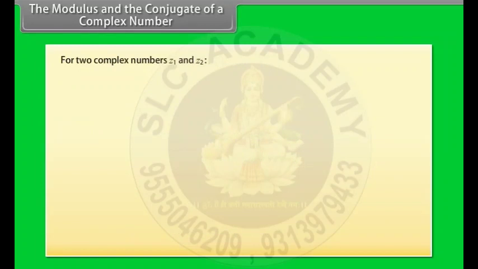For two complex numbers z1 and z2, modulus of product of z1 and z2 is equal to modulus of z1 into modulus of z2. Modulus of z1 by z2 is equal to modulus of z1 by modulus of z2, provided modulus of z2 is not equal to 0.